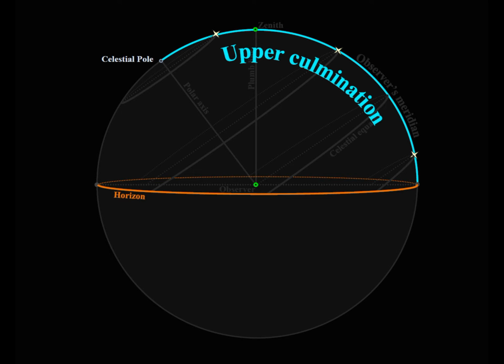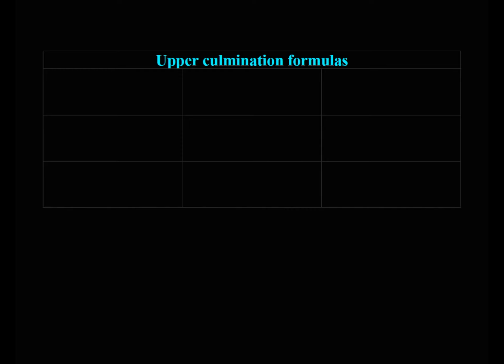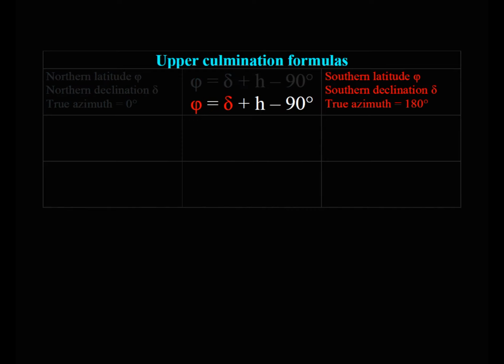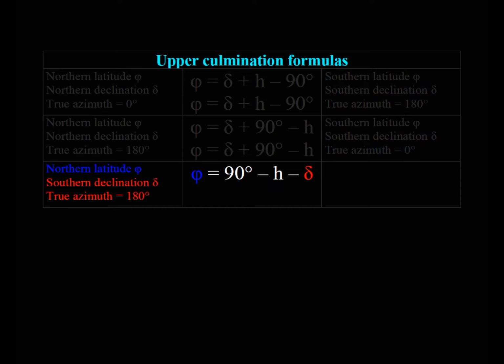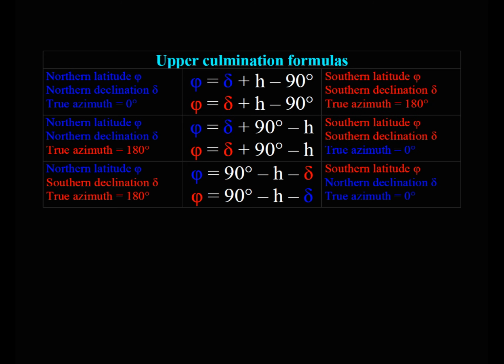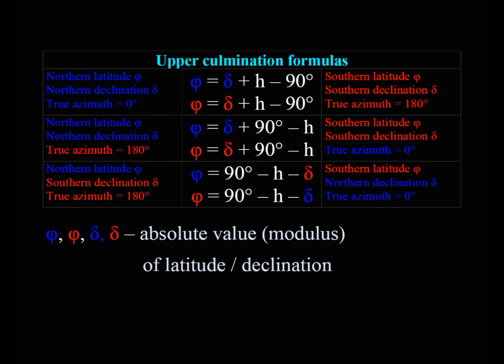Thus, the three cases of upper culmination correspond to 6 different combinations of latitude, declination, and true azimuth. These formulas use absolute latitude and declination values without regard to their sign. If we apply signs to these formulas, then 2 formulas are enough for us. One formula is used when true azimuth is 0, another formula is used when true azimuth is 180 degrees.